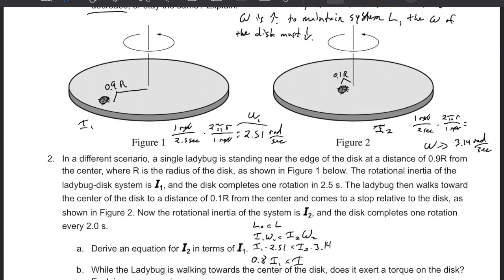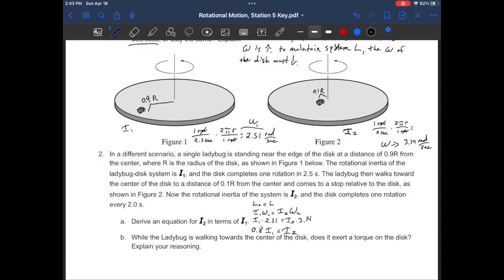0.8, I1 is equal to I2. While the ladybug is walking towards the center of the disk, does it exert a torque on the disk? No, she's not going to exert a torque, because this time the force is going to be in the same direction as the pivot. And so you don't have any torque.